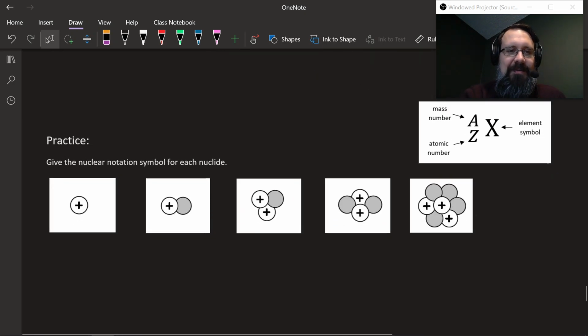All right, so let's practice. Give the nuclear notation for each nuclide. Remember, it's A on top. That's all of them, protons and neutrons. It's the number of nucleons. Z is the number of protons. And then the symbol is X.